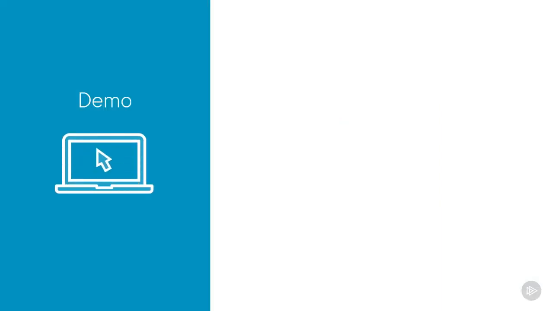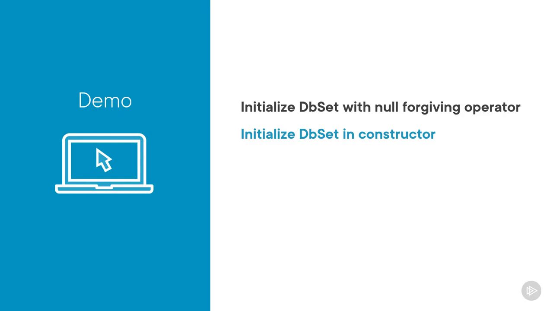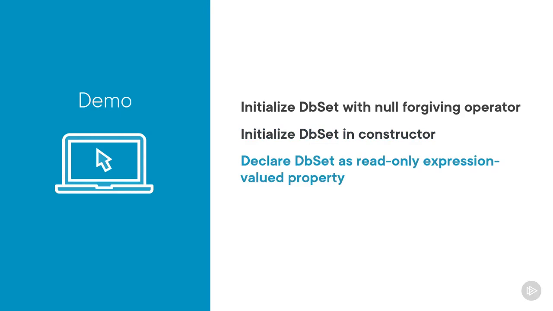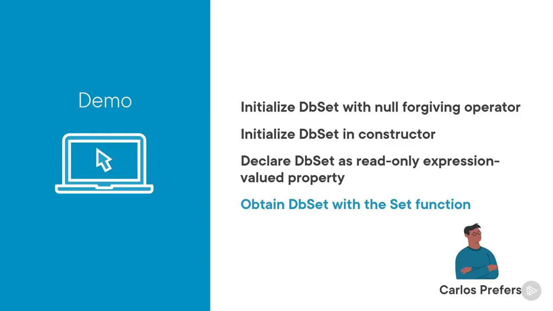There are still a few warnings remaining. The dbset properties in the db context are not initialized. Carlos explores 4 ways to solve this problem. First, he determines whether the null forgiving operator is appropriate in this scenario. Then, he experiments with initializing the dbset properties in the constructor. After that, he explores declaring dbsets as read-only expression-valued properties. And finally, he lets the calling code obtain a dbset without a property. This last option is the one that Carlos prefers, but it's up to you and your team to determine which of these is best for you.